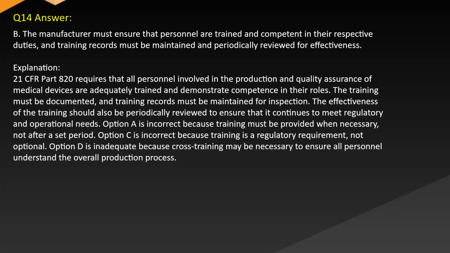Option A is incorrect because training must be provided when necessary, not after a set period. Option C is incorrect because training is a regulatory requirement, not optional. Option D is inadequate because cross-training may be necessary to ensure all personnel understand the overall production process.